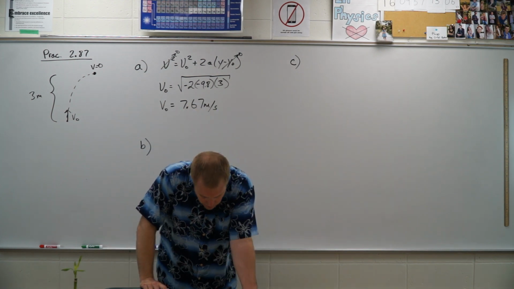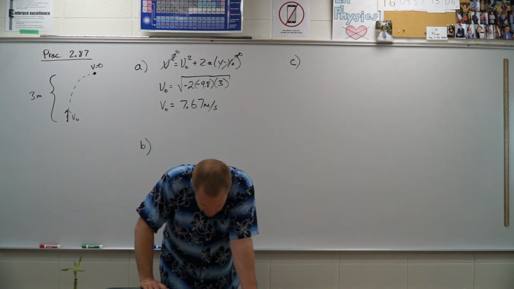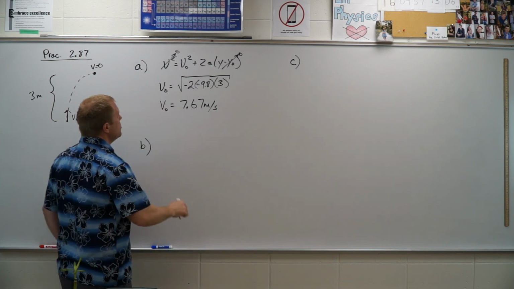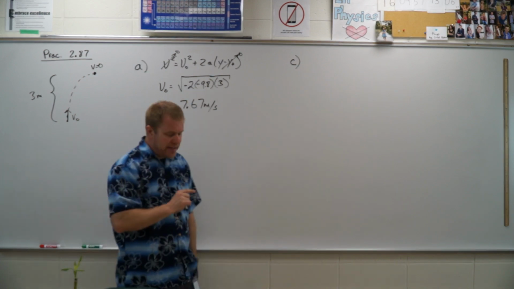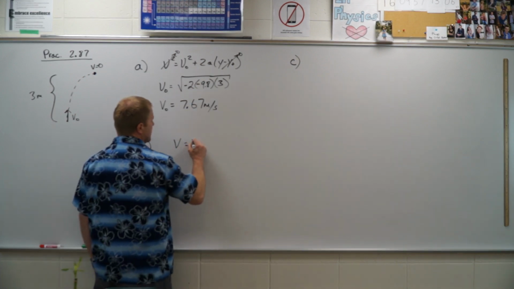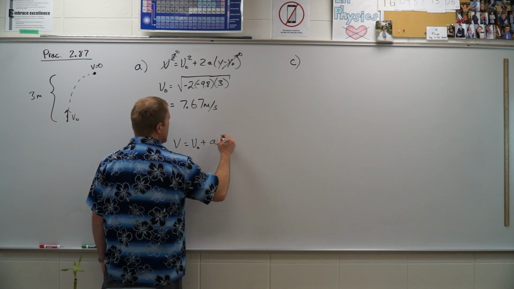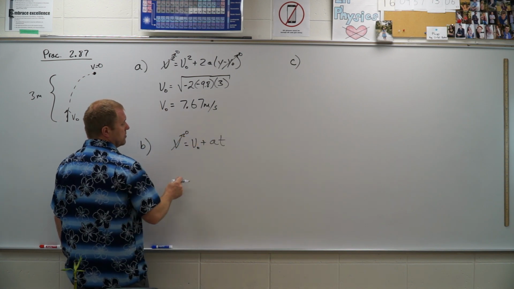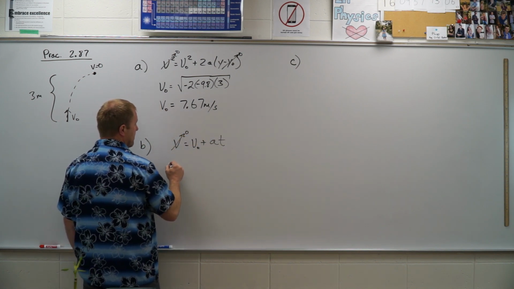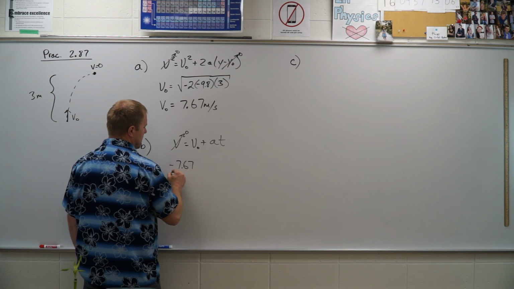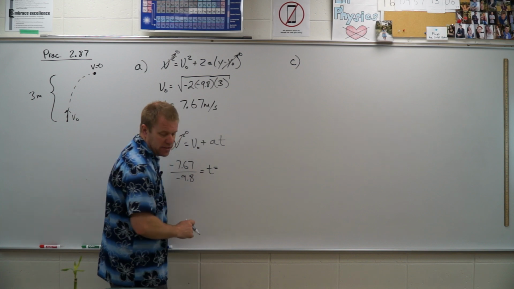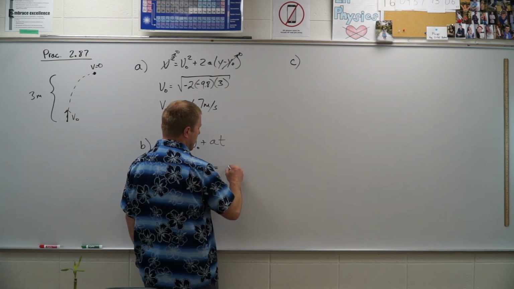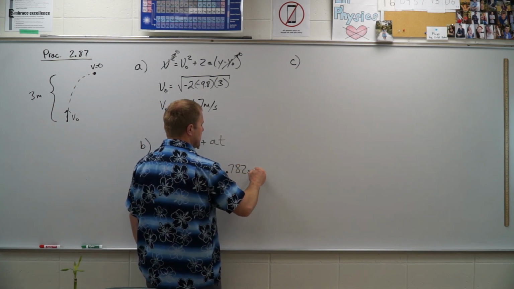Part B then wants me to know, what is the time required for the ball to reach the ceiling? Now I just need to find the time for that to occur. Now that I know the initial velocity, that makes it a little easier. I can just say v is equal to v naught plus at. Put that all in there, so I have negative 7.67 divided by negative 9.8 will give me the time it takes to reach the ceiling. You should have got something like 0.782 seconds.